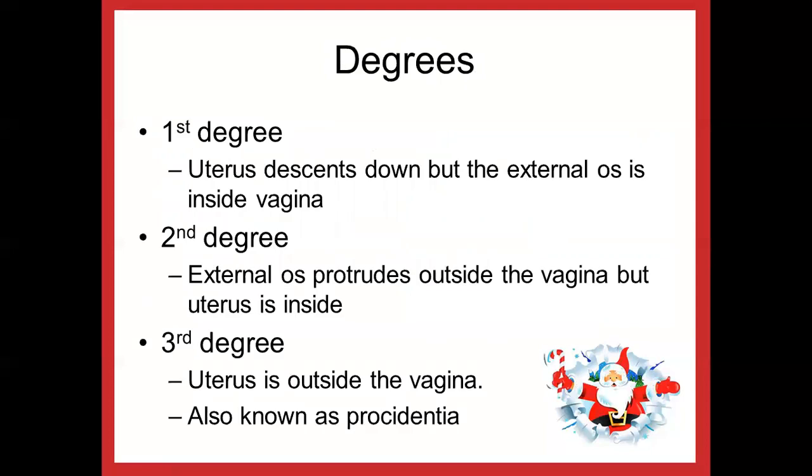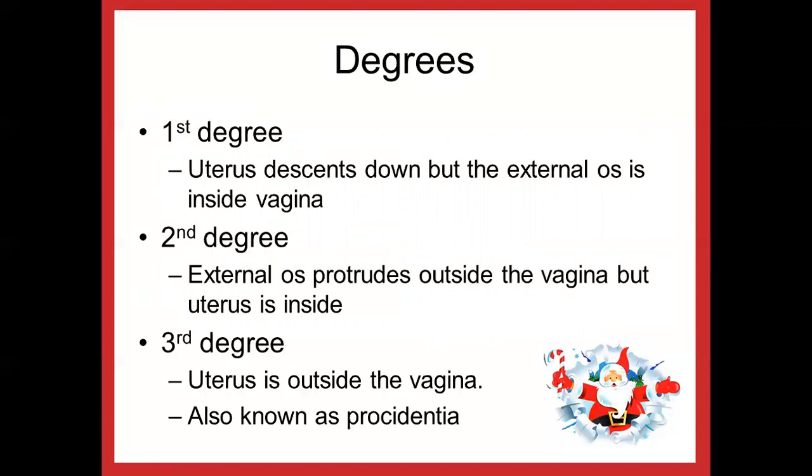See, prolapse of the uterus also has 3 degrees: first degree, second degree, and the third degree. So these are the types. First degree uterine prolapse means the uterus will be descending downwards, but the external os is still inside the vagina. Okay.